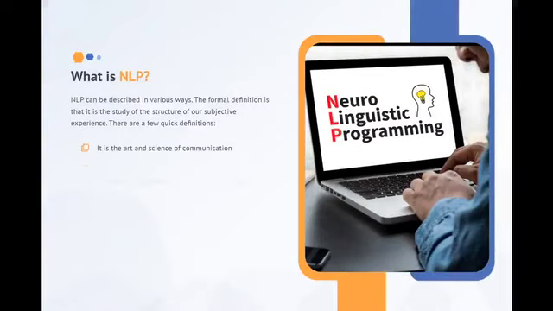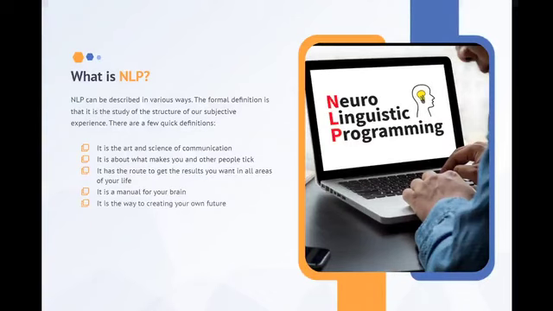NLP can be described in various ways. The formal definition is that it is the study of the structure of our subjective experience. There are a few quick definitions. It is the art and science of communication. It is about what makes you and other people tick. It is the route to get the results you want in all areas of your life.